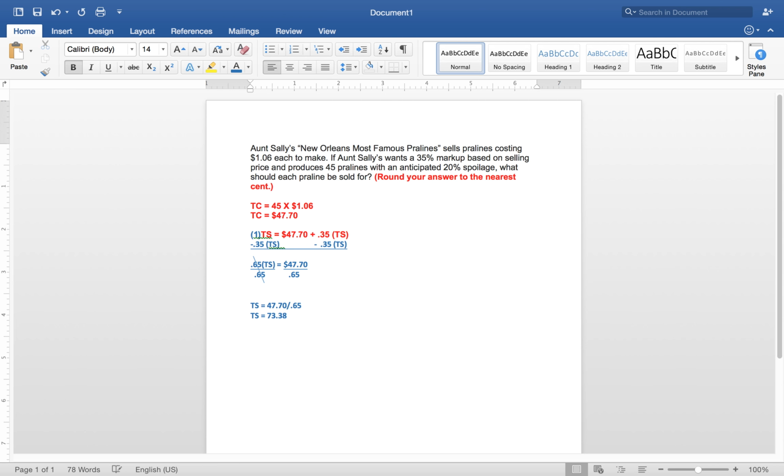So that is all step one. We're trying to find the total cost of all the pralines that we're going to make. Then we isolate the total sales for all 45 pralines, not considering spoilage. Now we have to put in the spoilage factor. So we're going to take 100% and subtract out 20%, which was the spoilage in this problem. And that leaves us with 80% of pralines that will not spoil.